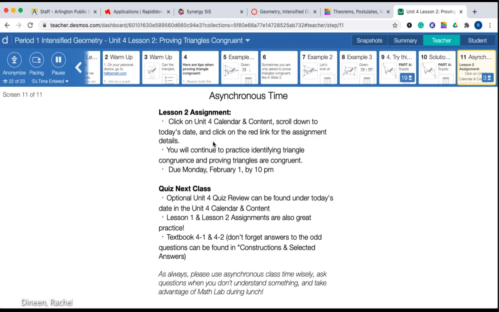And then quiz next class, there is an optional Unit 4 quiz review. Lesson 1 and 2 assignments are also great practice. Don't forget about the textbook sections. And since I made this, I posted additional practice as well on campus. I'm going to go ahead and take a look at your quiz, and I can just give you general information. I'm not always going to do this, but I'll do it this time. Let's see. Courses.